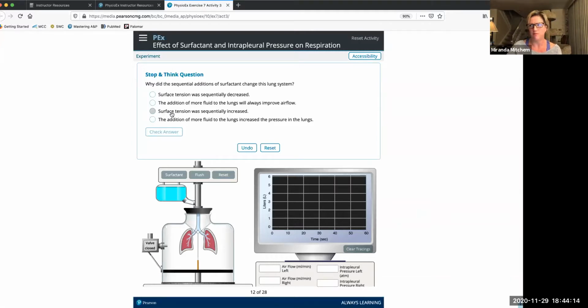Well, that would not help us. The addition of more fluid to the lungs increased the pressure. So here's our answer.